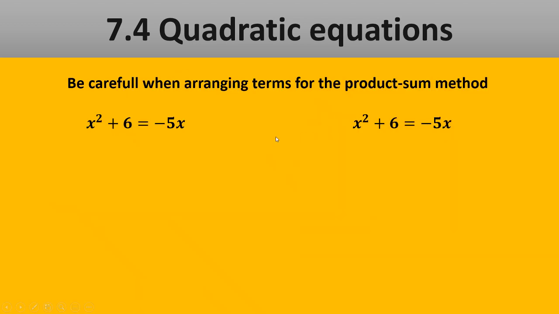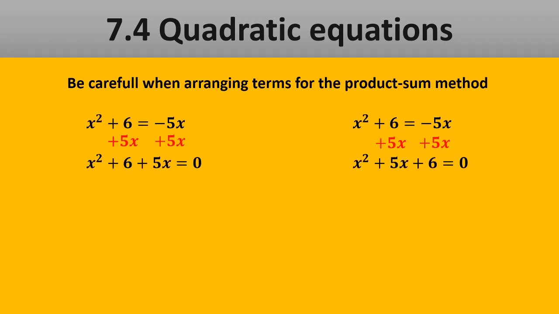Let's try that again. But before we try that again, I want you to be careful when you arrange terms using the product sum method. Let's say I have this thing on the left and the thing on the right, which are exactly the same. I want the right-hand side to become 0. How can I do that? Hopefully you answer by doing plus 5x to the right-hand side and therefore also on the left-hand side. Like this. But here is a small thing which can go wrong.